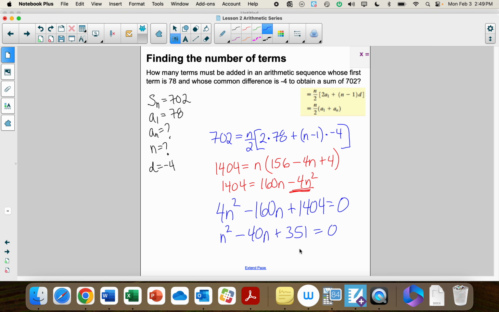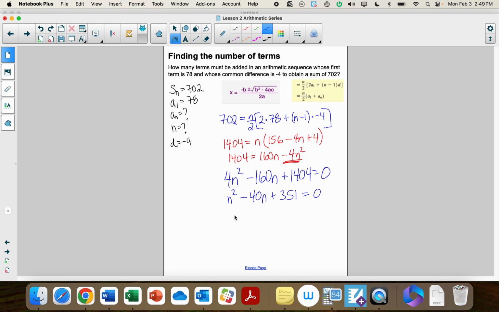And so I know this has to be factorable. Why? Because our n must be a positive integer. Now, 351 is a very large number. I do not know the factors of 351, so I'm not going to factor. I'm going to use the quadratic formula. I have a calculator to use, so I'm going to type in my quadratic formula here. So n is going to equal the opposite of -40 plus or minus the square root of -40 squared minus 4 times 1 times 351, all over 2.